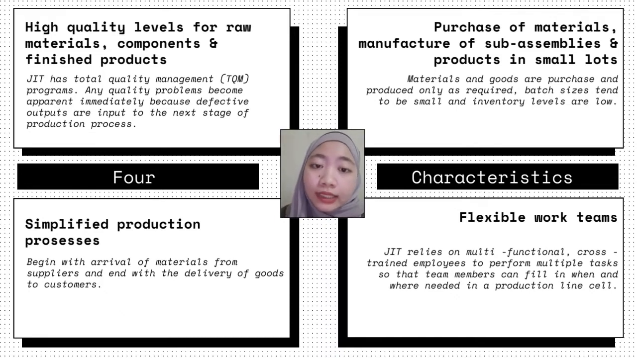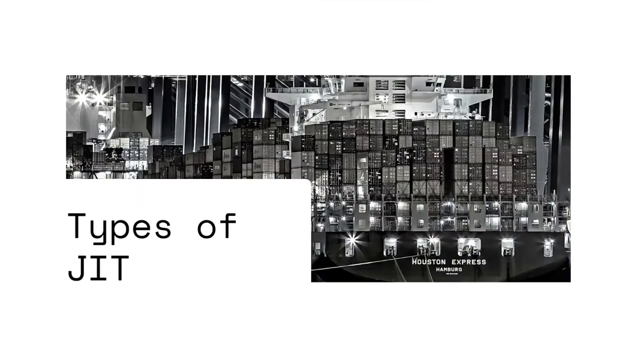And the fourth or the last characteristics on the bottom right corner, flexible work teams. The term flexible here meaning that the employee can perform multiple tasks. This is to ensure that the team members can fill in when they are needed in the production line. So this is because JIT relies on multifunctional, cross-trained employees.